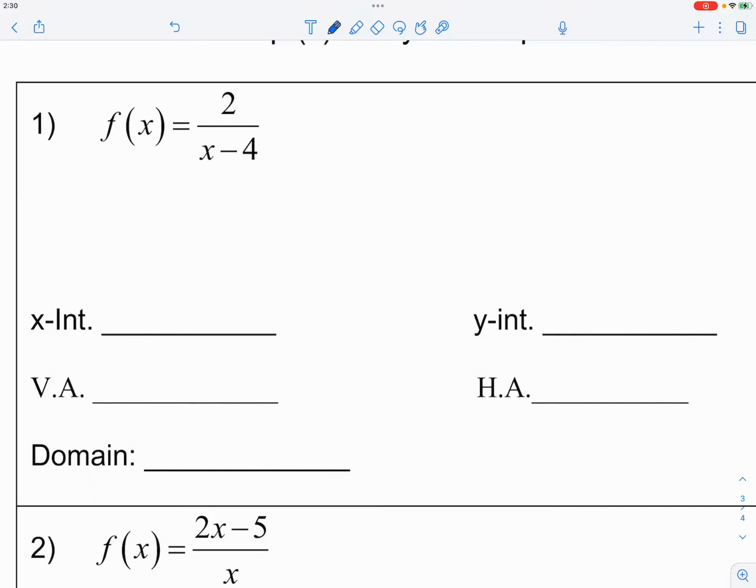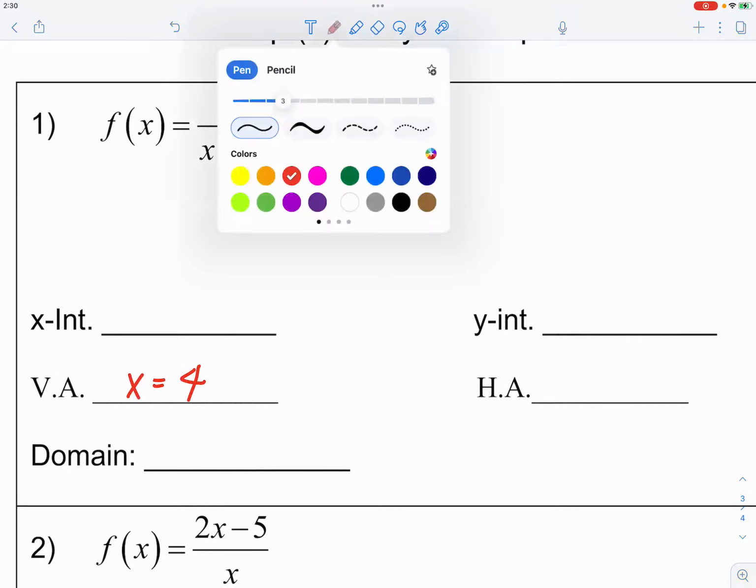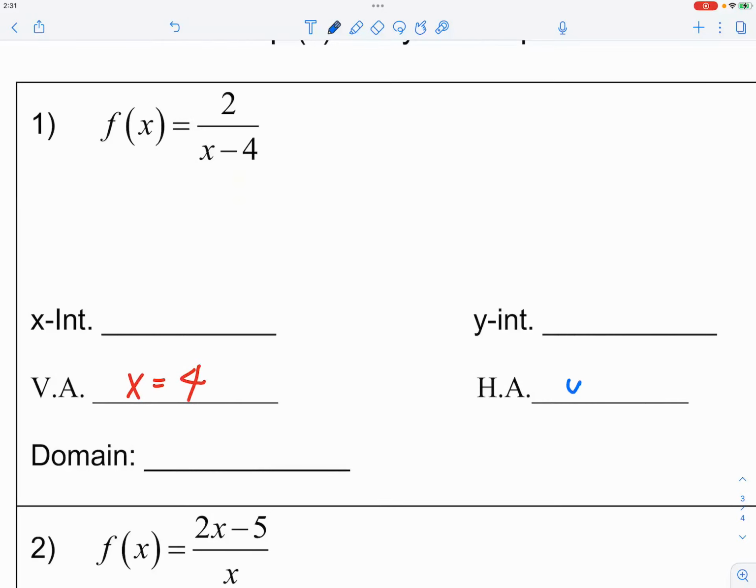All right, so for this function right here, 2 over x minus 4, what's the vertical asymptote? X equals 4, because that's going to make the denominator 0. That's going to make the whole fraction undefined. What about the horizontal asymptote? Y is equal to 0, because when x becomes infinitely large, you just have 2 over infinity.